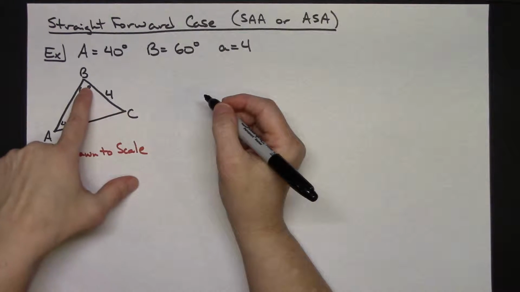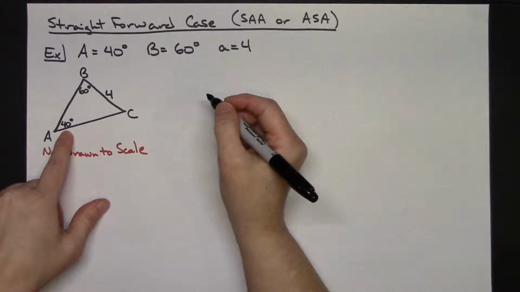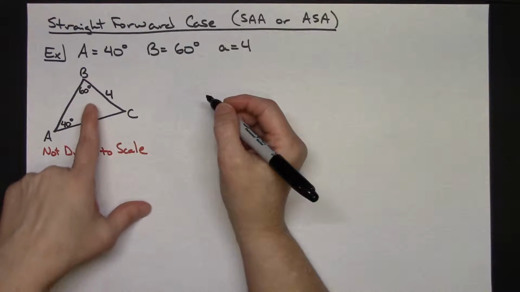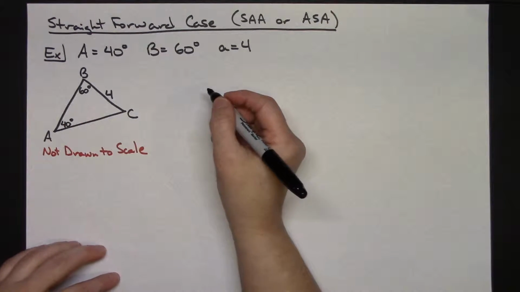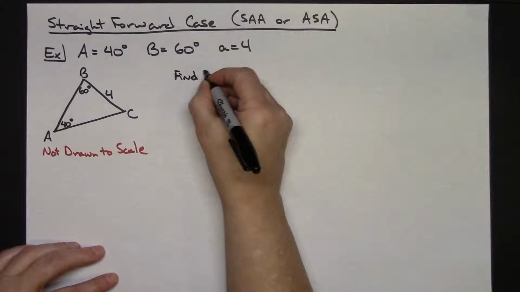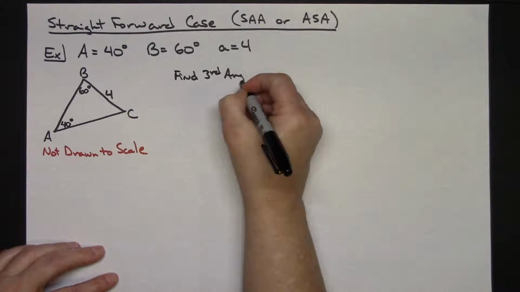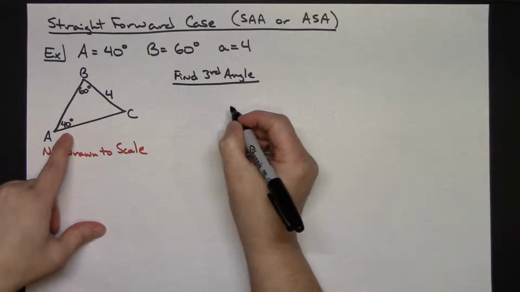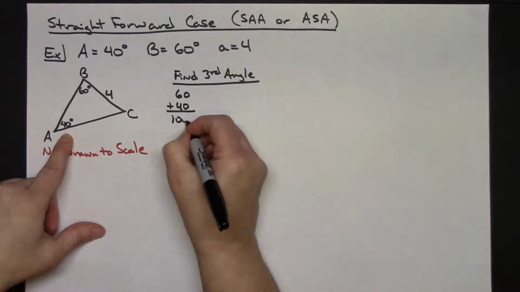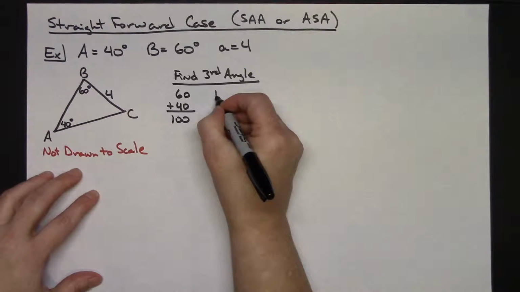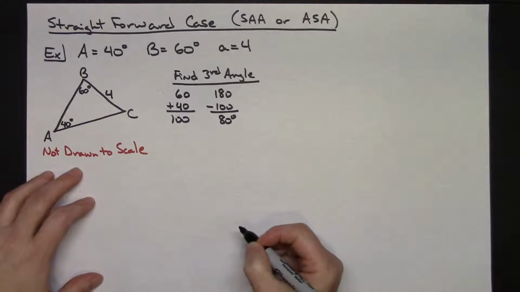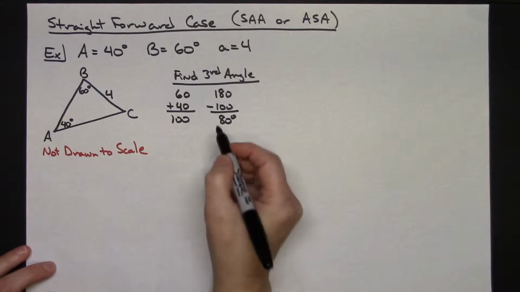Now, there are lots of different ways you could go about doing this. To start with, from basic geometry, you should remember that the three angles in a triangle add up to 180. So you could find angle C really easily. Let's identify what we're doing here: find the third angle. I'm going to find it by adding those two numbers up. 60 plus 40 gives me 100, and all three have to add to 180, so I take 180 minus 100, and that gives me 80 degrees. So I know angle C has to be 80 degrees.